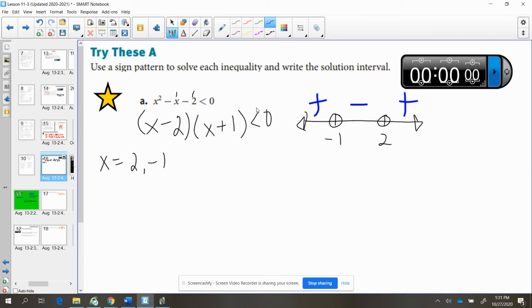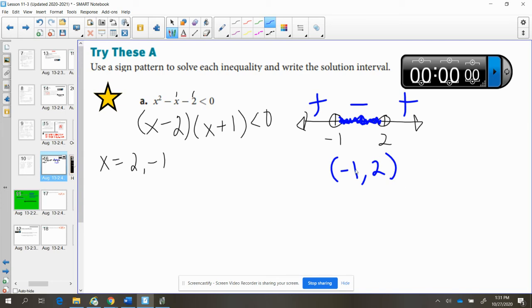So if we look here at the value, we're looking for where is our graph less than 0, aka where is our graph going to be negative. This is the region we would shade. So in between -1 and 2 on our graph is where this is going to be below 0. So our final answer would be between -1 and 2.